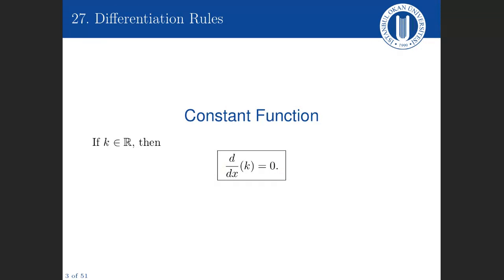Let's start with some rules. Easiest type of function is a constant function. If k is a number, then the derivative of the number k is 0.